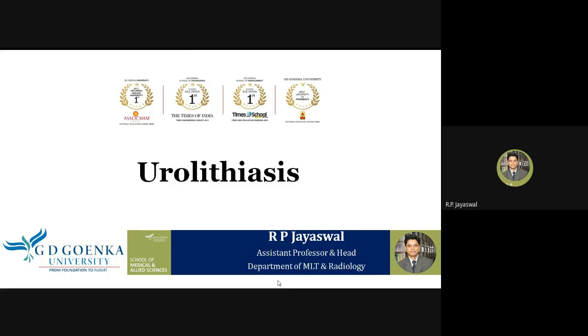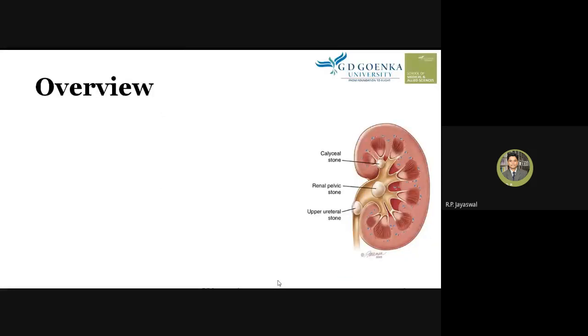So let's start. This is the overview. You can see the structure of the kidney showing stones at different parts of the urinary tract. There is a calyceal stone in the kidney, a renal pelvic stone in the pelvic region, and an upper ureteral stone in the ureter region. So there are different locations showing stones, right?